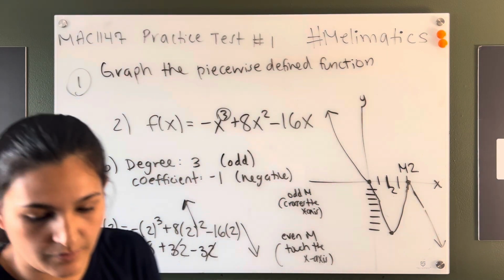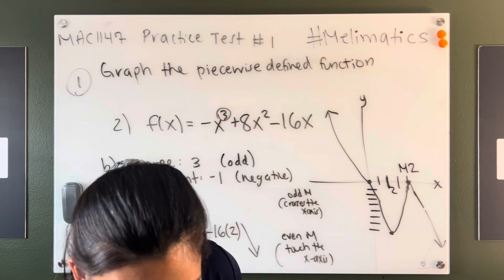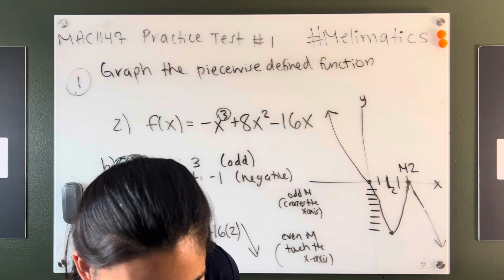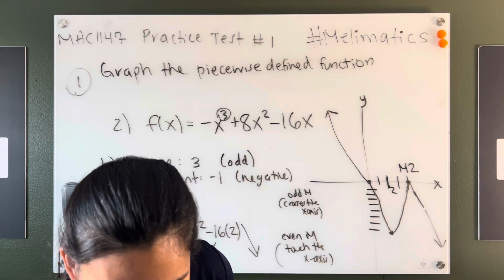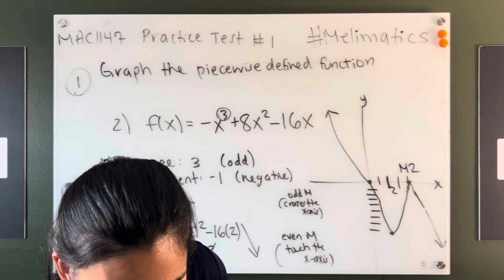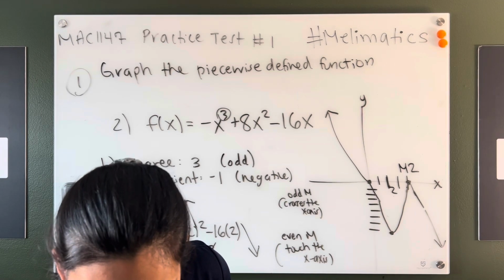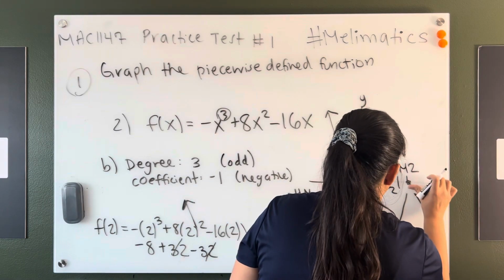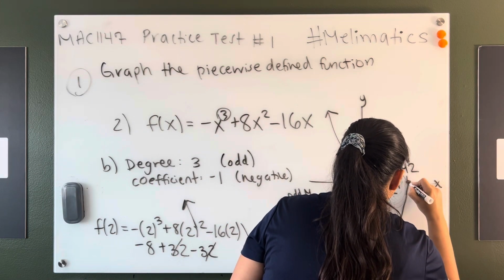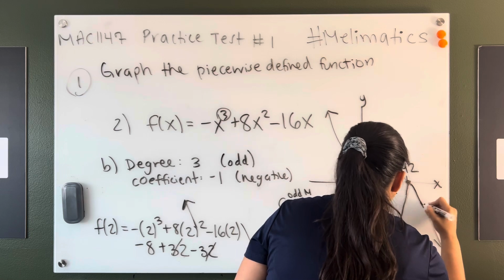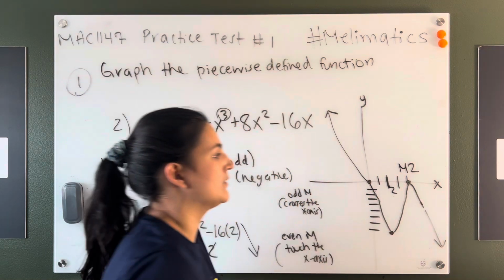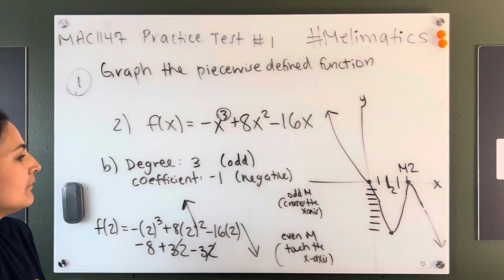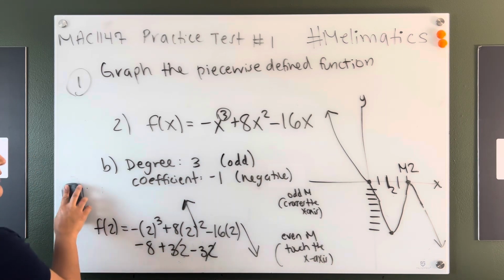Alrighty, so that's our rough draft of this polynomial using the charts that we were given. And here we should try to make this just a little bit more rounded so it doesn't look like such a sharp turn. So I'm going to touch the x-axis and then go back around. Alrighty? Awesome. So that's number 2.